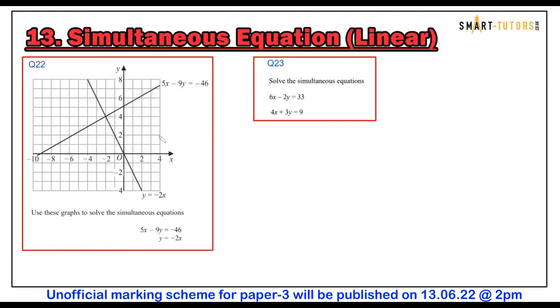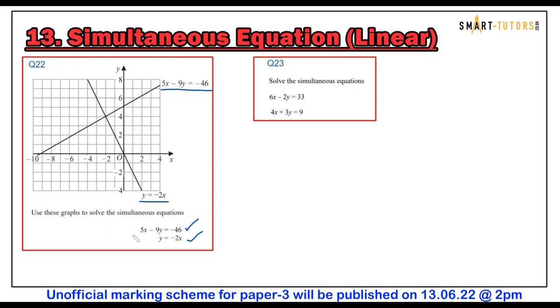Topic number 13, simultaneous equation linear. In simultaneous equation, they can give a straightforward question or they can give a graphical representation for you to solve the equation graphically. So let's look at the question number 22. In the question number 22, they have given a graph. Two lines are intersecting. First of all, 5x plus y equals 6 is the first equation, and y equal minus 2x is my second equation. Read the question. Use these graphs to solve the simultaneous equation. So you don't need to solve using algebra method.